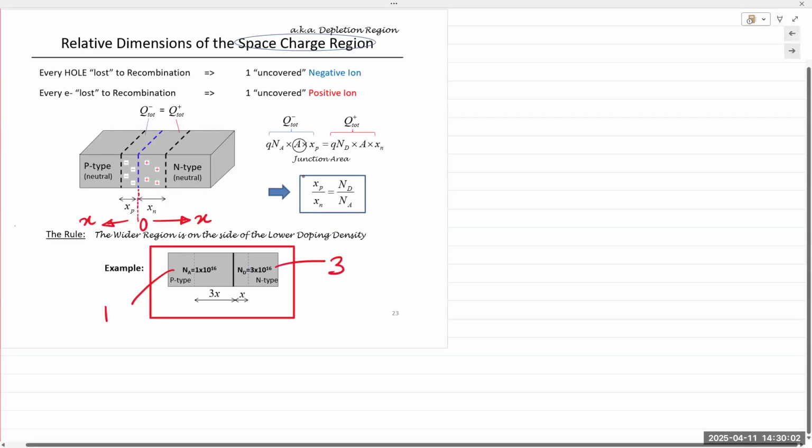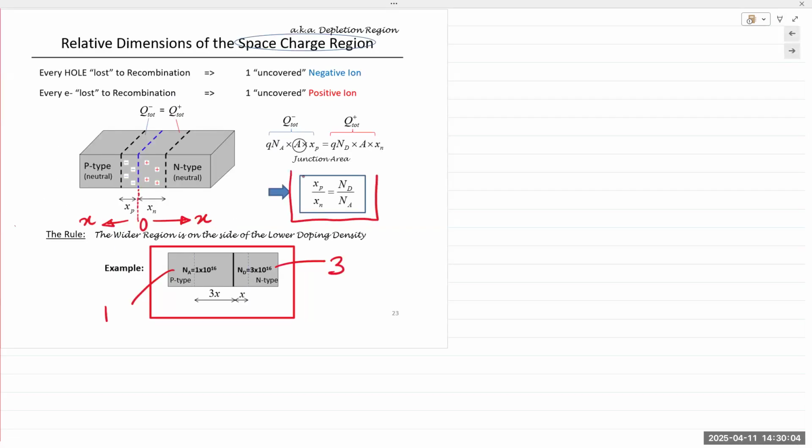Oh, before that, sorry, I want to point this out. So the ratio of the distance xp to xn, or xn to xp, is always proportional to the ratio of the doping concentrations, which is Na over Nd.